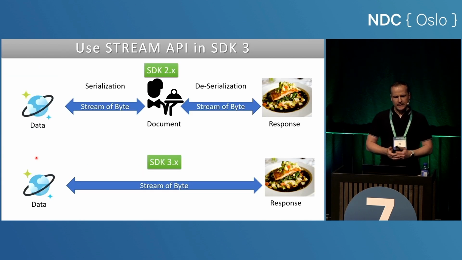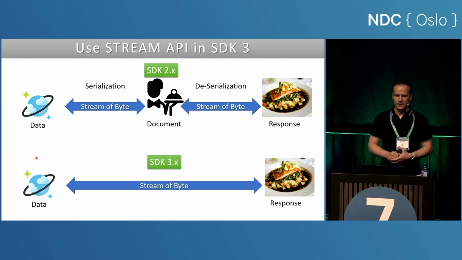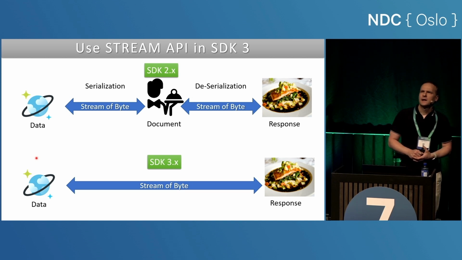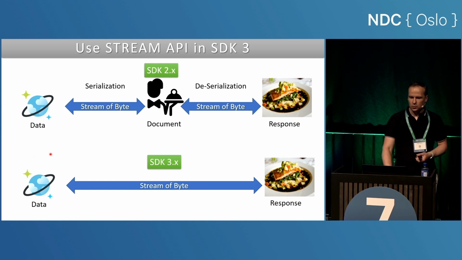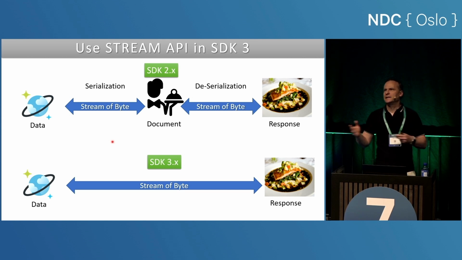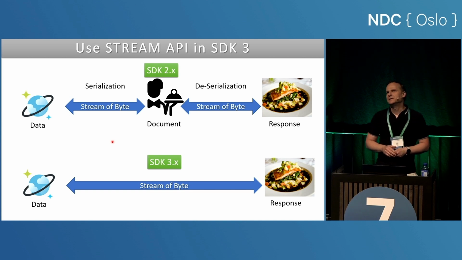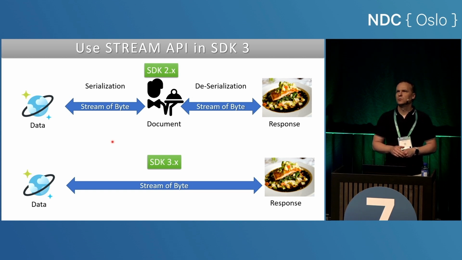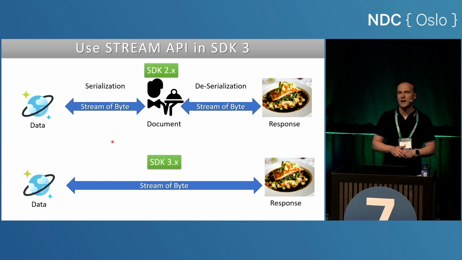Next one, we are going to look at the Stream API here. Stream API is available in SDK3, and it makes the job much easier compared to SDK2 here. For example, in SDK2, we have to serialize and deserialize every time we get data from the Cosmos DB. So in the SDK3, if you use the Stream API, you don't need to do these 2 steps anymore, and you get the data and just return it as it is to your client.